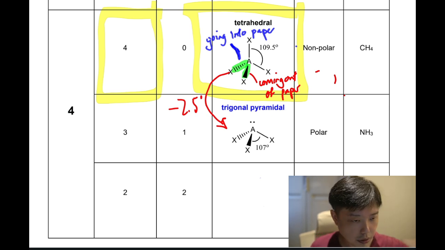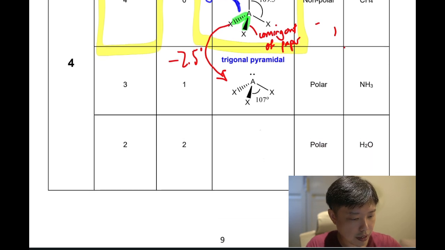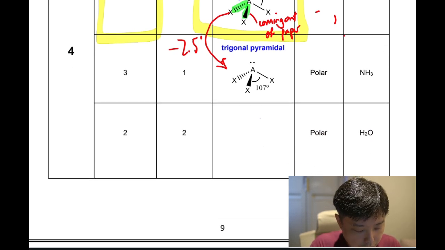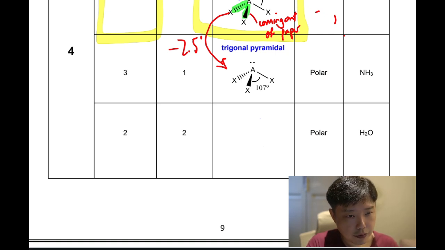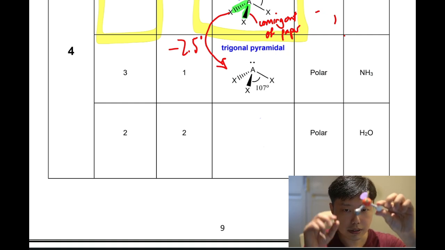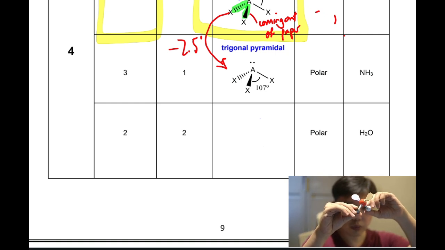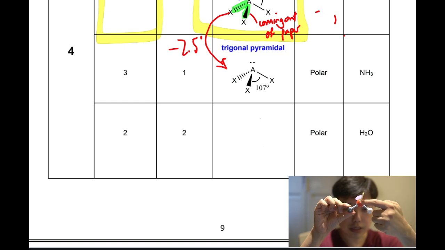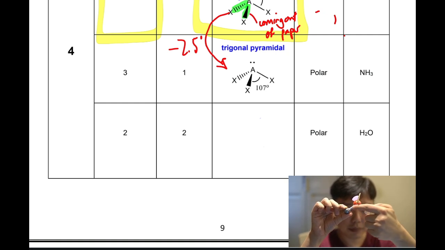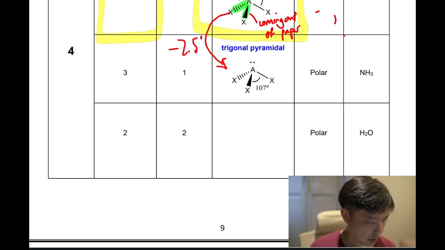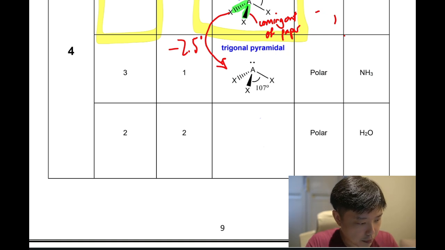Last but not least, what happens if you have 2 lone pairs and 2 bond pairs? This is like the shape for the very famous water molecule. So you have here another bond pair converted to a lone pair. So you will get this shape with 2 lone pairs on top and 2 bond pairs below. This shape you can see is just a bent shape.